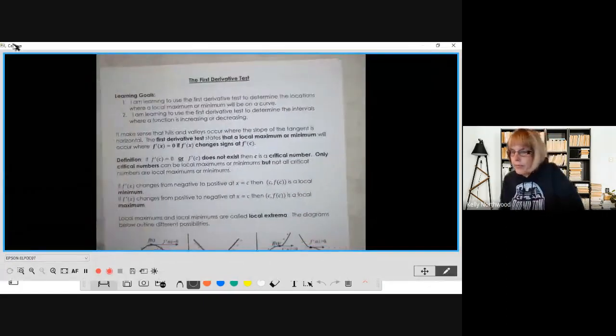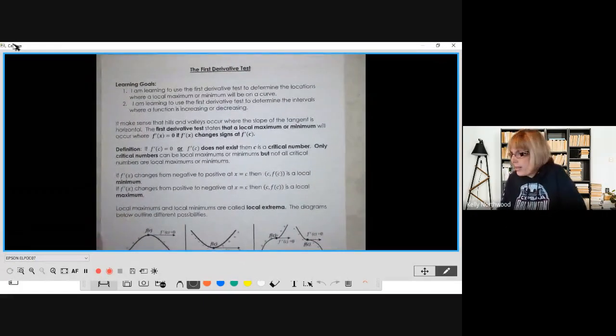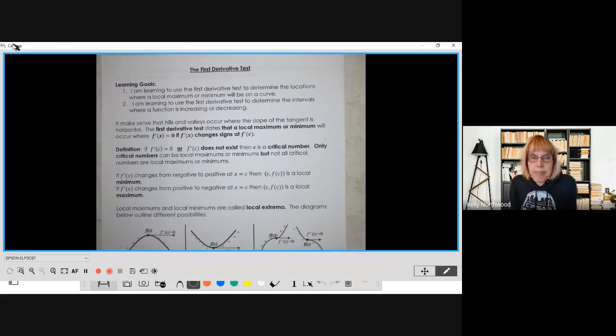All right, so first derivative test. So we're learning to use the first derivative test to determine the locations where a local max or minimum will be on a curve. And we're learning to use the first derivative test to determine the intervals where a function is increasing or decreasing.